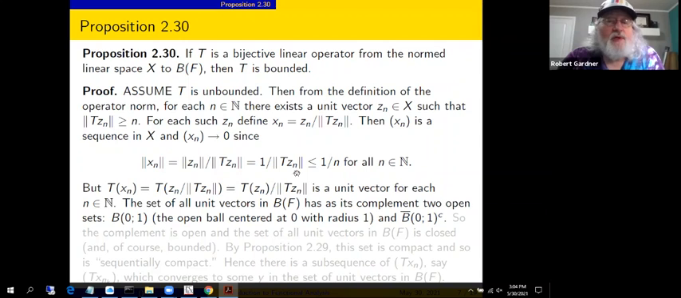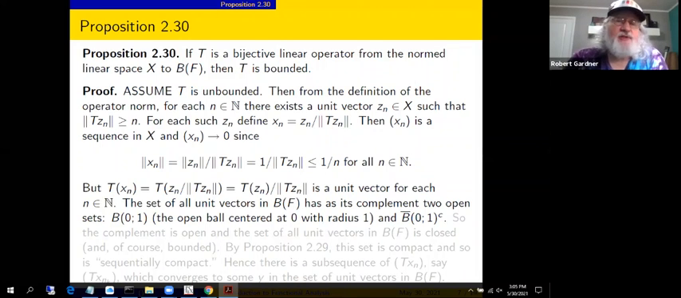We've chosen Z sub n in such a way that the norm of T of Z sub n is greater than or equal to n. Take a reciprocal of both sides: 1 over the norm of T of Z sub n is less than or equal to 1 over n. That's what we get there. This holds for any natural number n. So when n gets large, this gets small, and so this norm must get small. And that's the reason we have the conclusion that the sequence of vectors x sub n approaches 0.